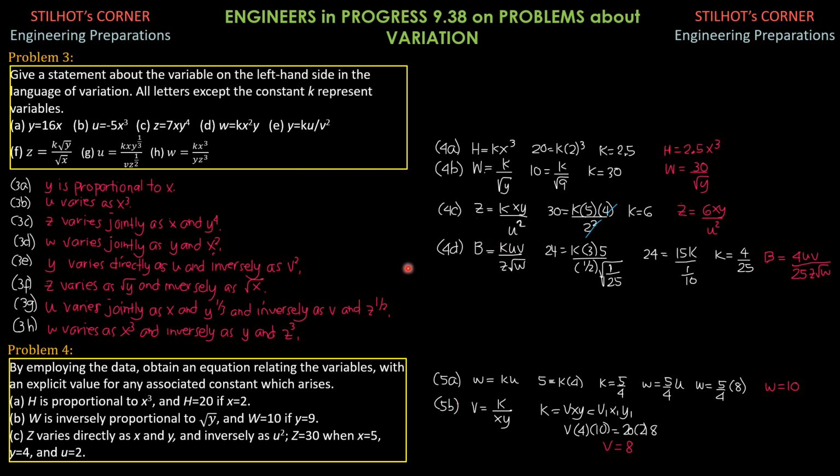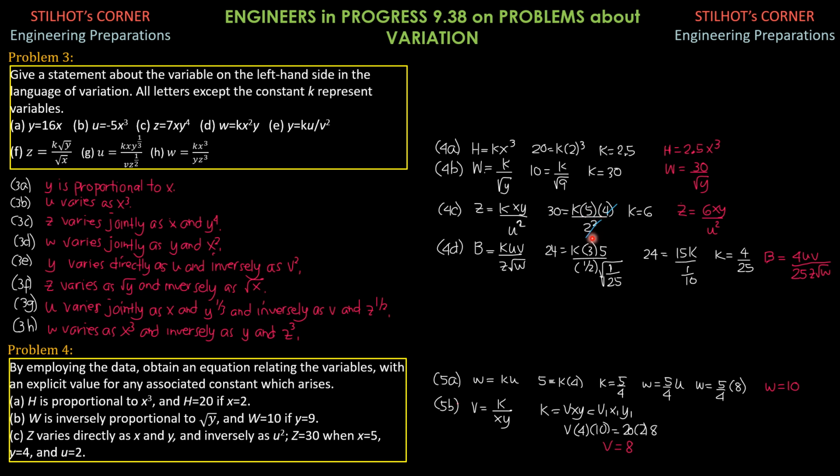For C, z varies directly as x and y, and inversely as the square of u, and z is 30 when x is 5, y is 4, and u is 2. So that means z is equal to the constant of proportionality times x times y, divided by u squared. So z equals kxy over u squared. z is 30 when x is 5, y is 4, and u is 2.